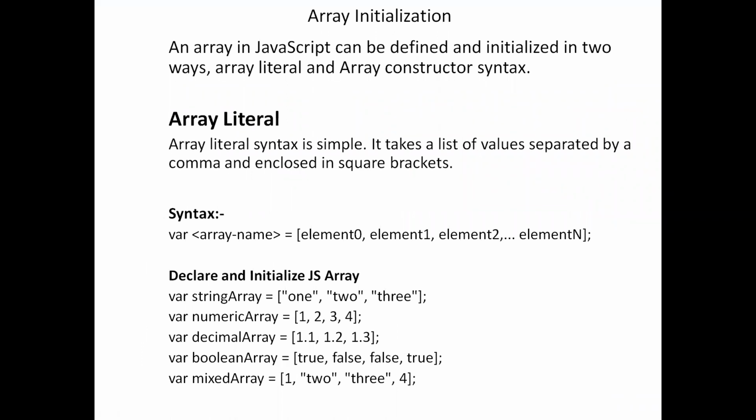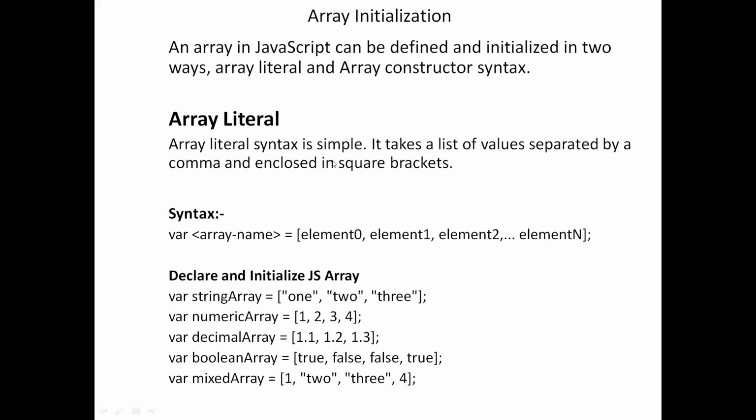Array initialization. Array initialization I already gave you an example previously, but here we can define array in 2 ways. Array in JavaScript can be defined and initialized in 2 ways. First is the array literal and second is the array constructor. I already explained array initialization in the beginning in a simple way, but we can initialize or define the array in 2 ways. First is the array literal. So I will show you how to define using array literal.